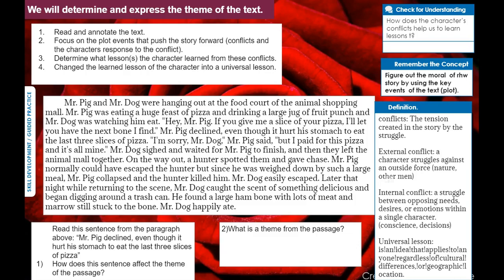Yes, you do need to know these definitions that are on the side, okay? Now remember, in order to figure out the moral of the story, we use the key events of the plot. Oops, I need to fix that grammatical error.